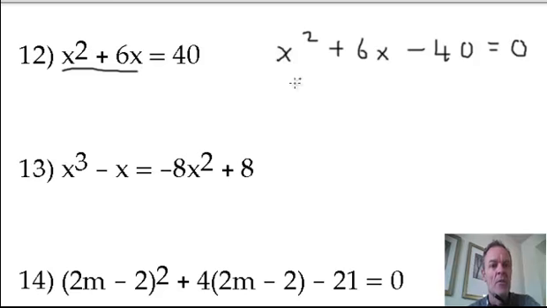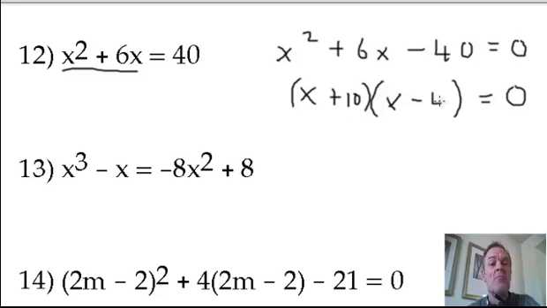Two numbers, negative 40 when you multiply, positive 6 when you add. We have x, we have x again. There's your x squared. Two numbers, negative 40 when you multiply, positive 6 when you add. I think that's plus 10 and minus 4. Is that right? Yep.